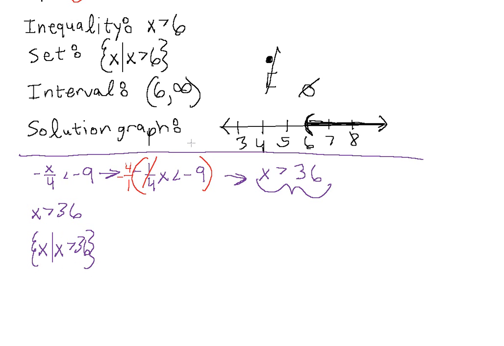We also have interval notation. We're only including the numbers greater than 36. We're excluding the number 36, so we put a parenthesis right here, and we're including all the numbers greater than 36 all the way to infinity. Always include a close parenthesis when we're dealing with infinity.